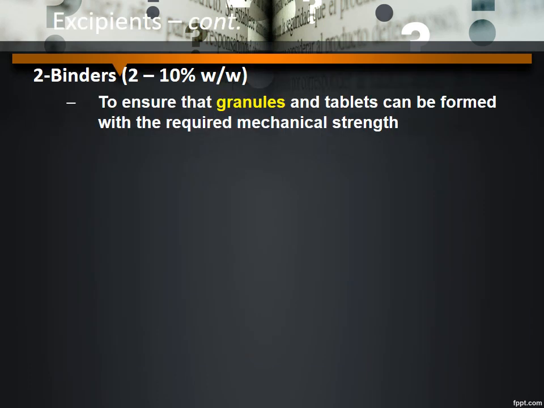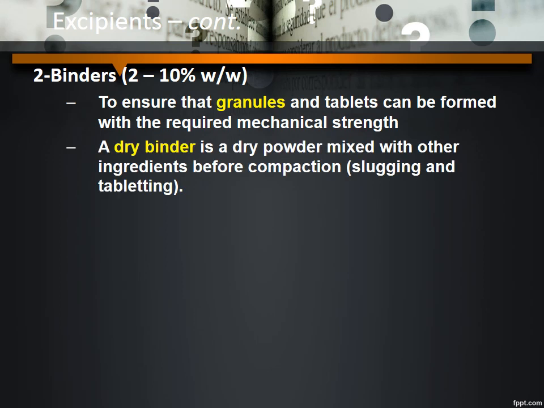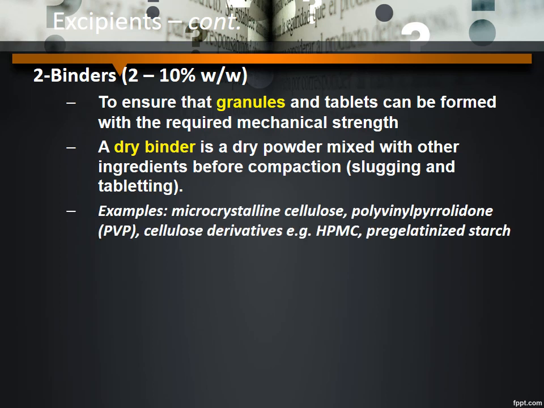Okay, and the second excipient is binder. What is the function of binder? It is to ensure that the granule and tablets can be formed with the required mechanical strength. Alright, and a dry binder is a dry powder mixed with other ingredients before compaction. For example, as dry binder, you can use microcrystalline cellulose, PVP, or any cellulose derivative, which is HPMC, hydroxypropyl methylcellulose. Alright.